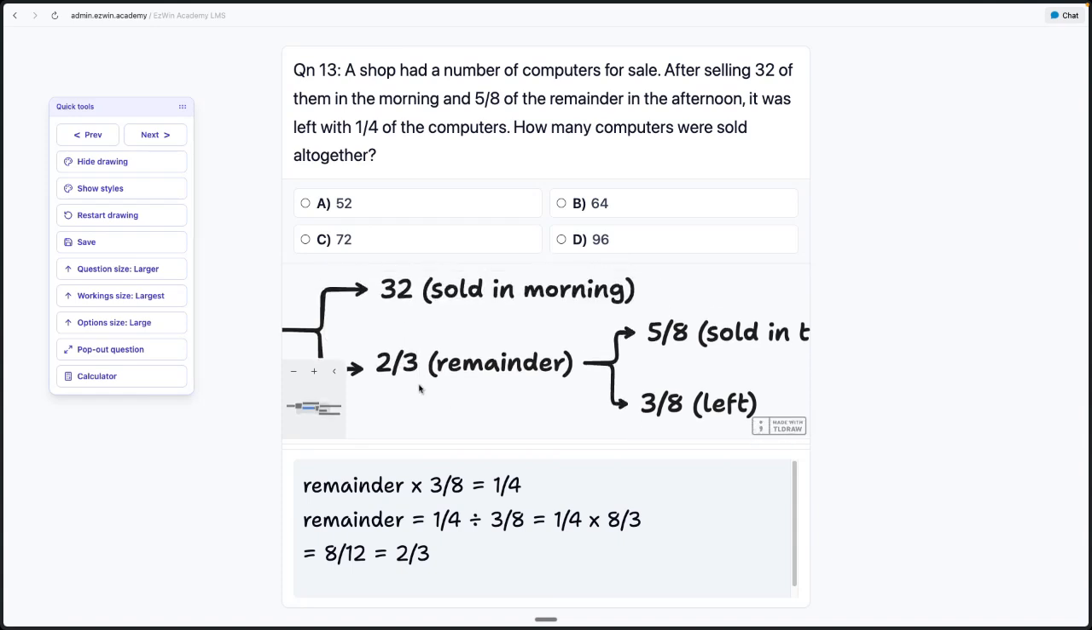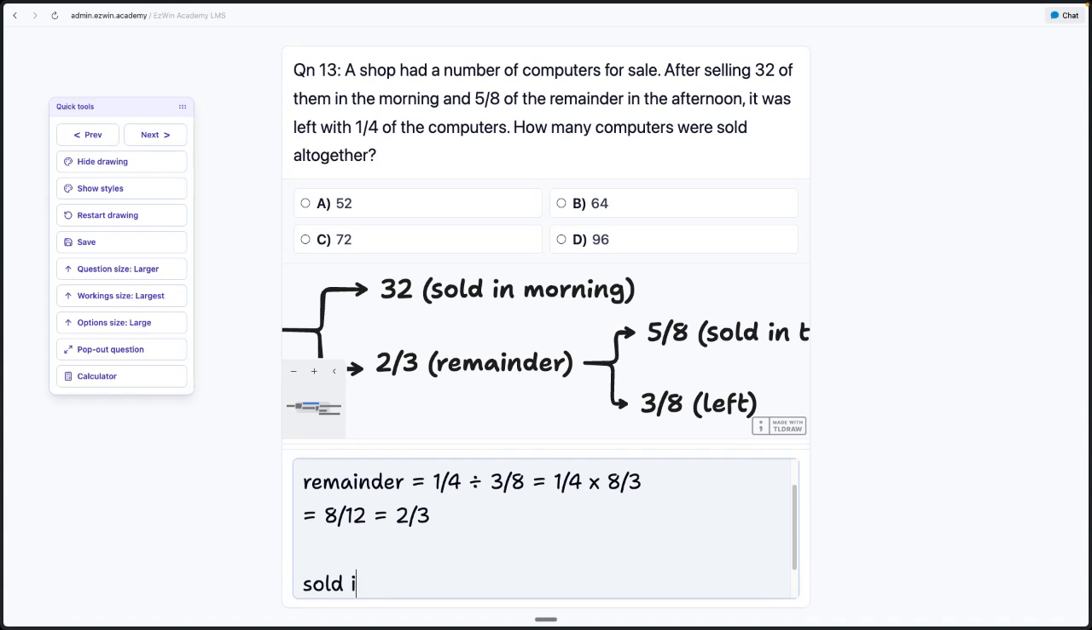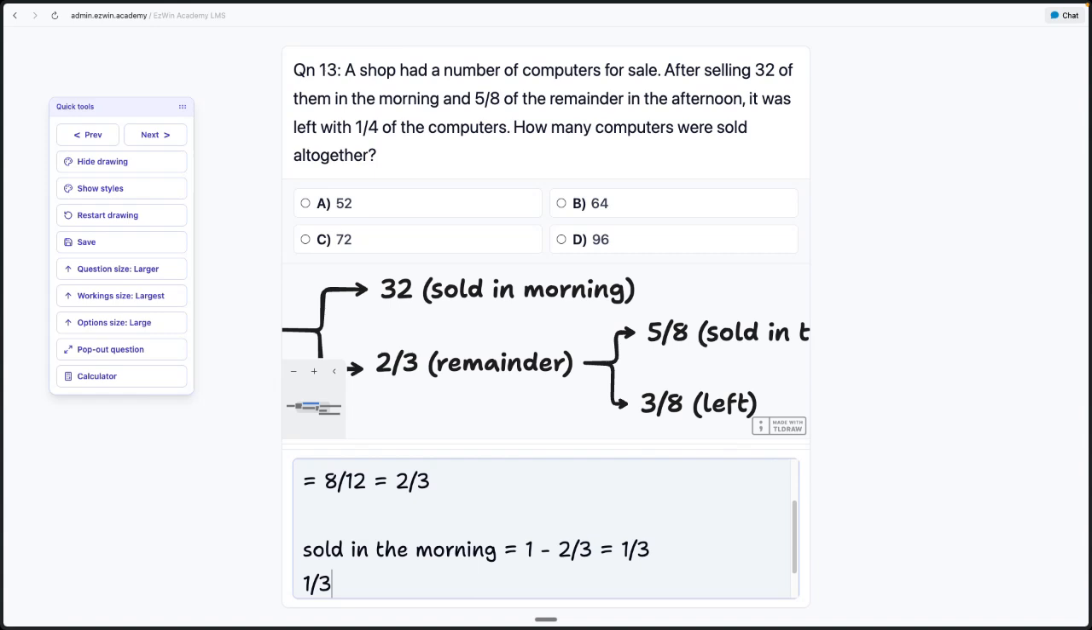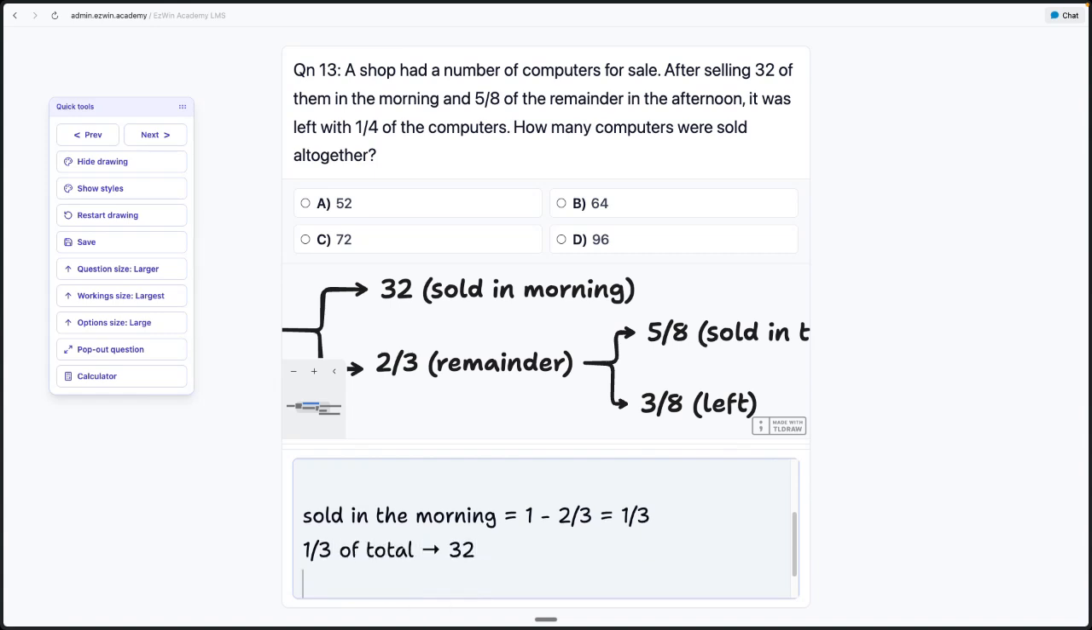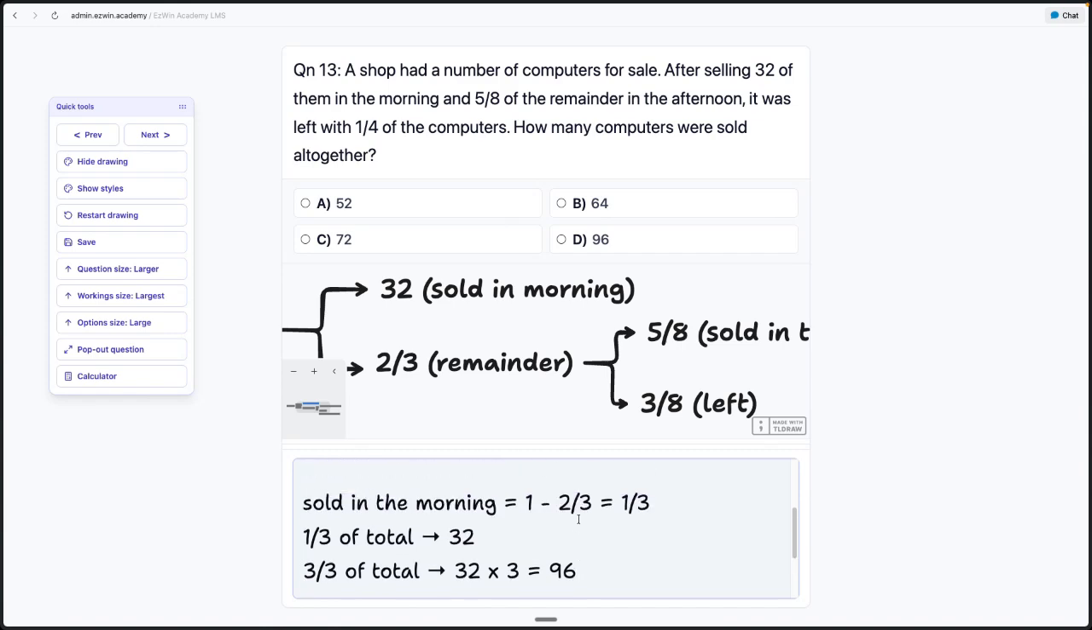Since now we know the remainder is 2/3, then what we sold in the morning will be equal to 1 minus 2/3, which is 1/3. So 1/3 of the total is equal to 32 computers. So 3 out of 3, or basically the total, is 32 times 3, which gives us 96. So now we know the total is 96.